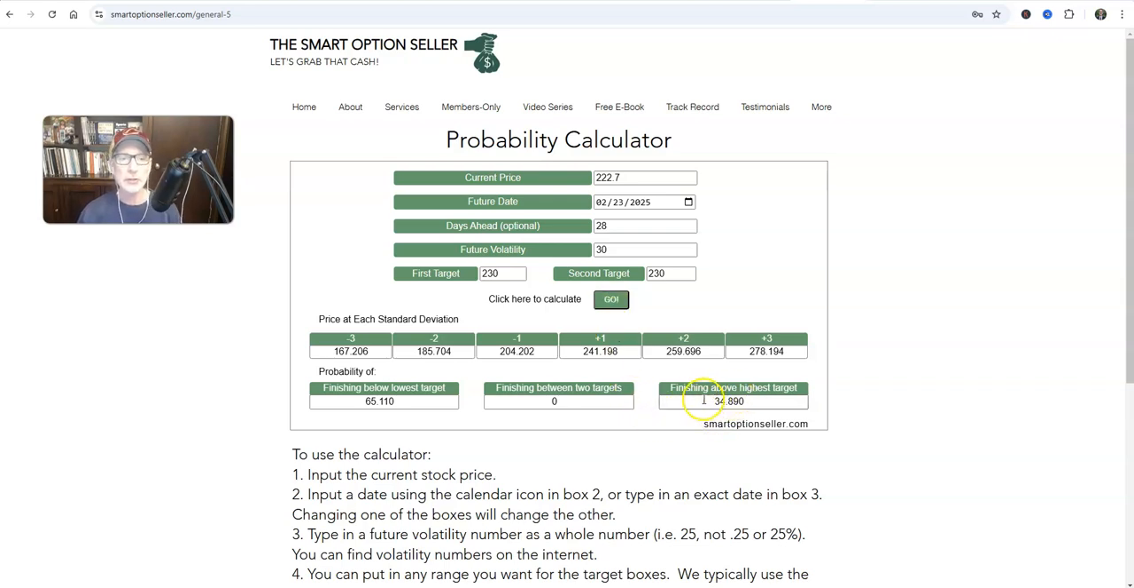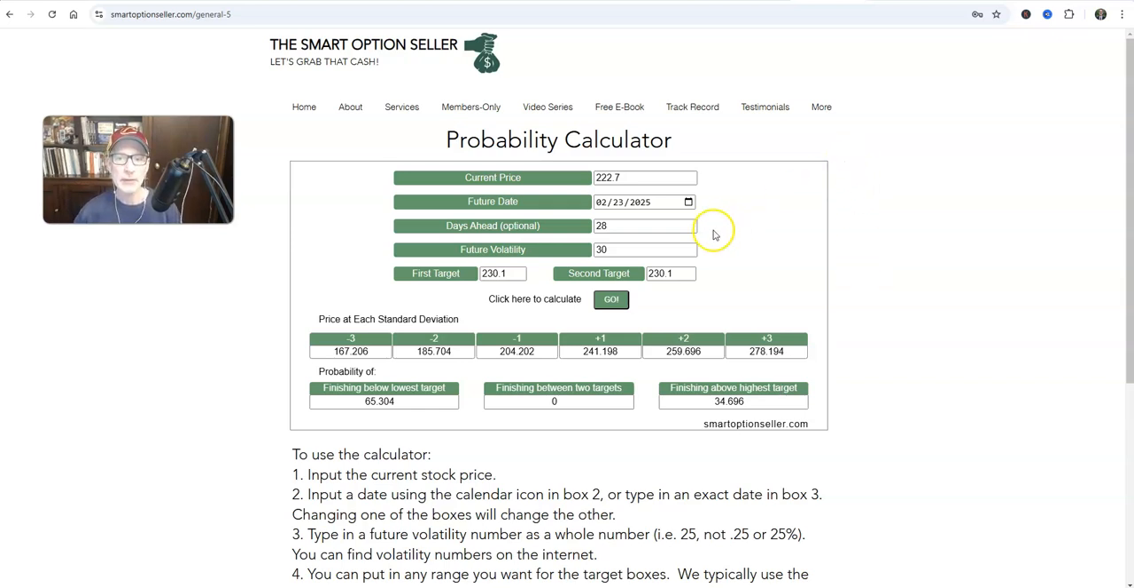So here's your opportunity to see. This is the box you want to concentrate on. There's a 34.89% chance that Apple will go from 222.70 all the way up to 230, which is roughly your break-even point. Actually, if we wanted to know the exact break-even point, it's 230.10. Click on go again. So now we're at a 34.7% probability that option will pay off for you if you hold it to expiration.